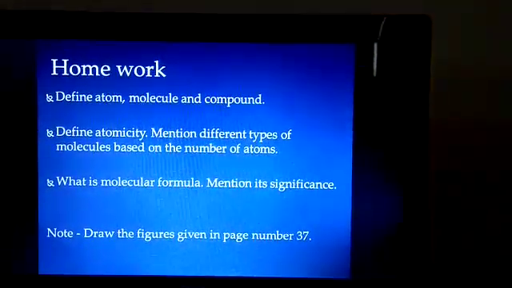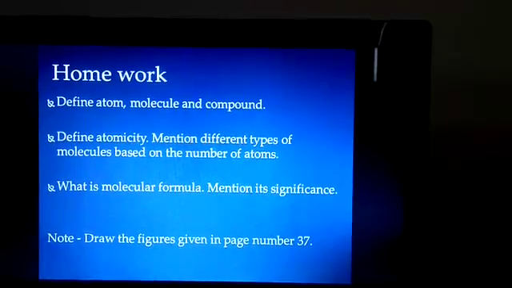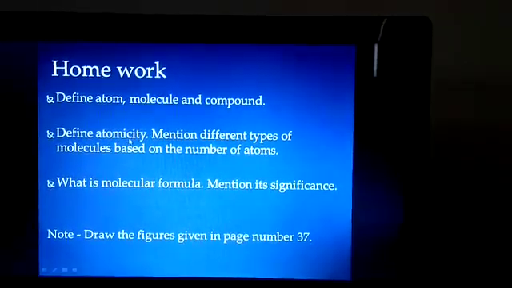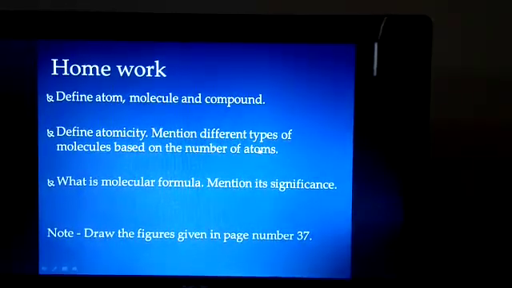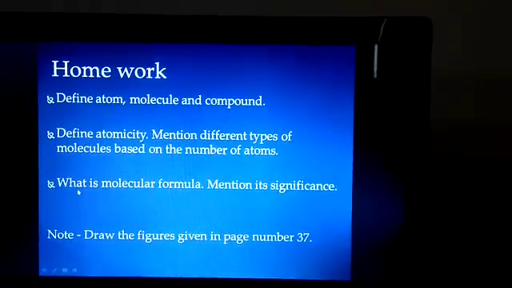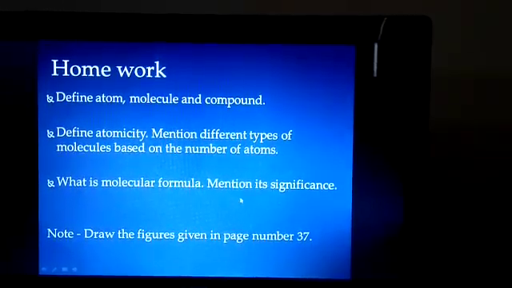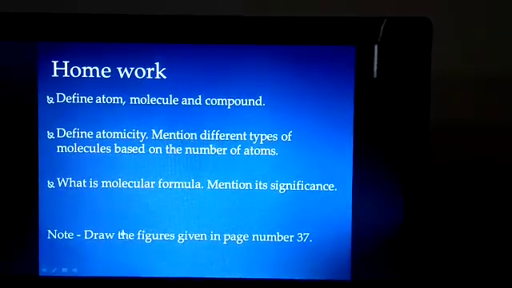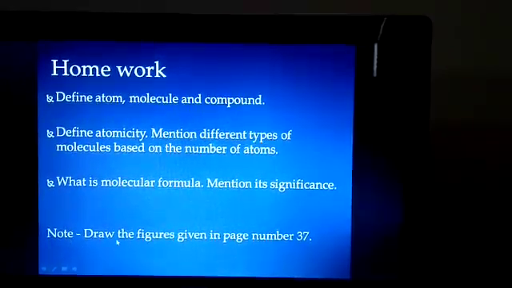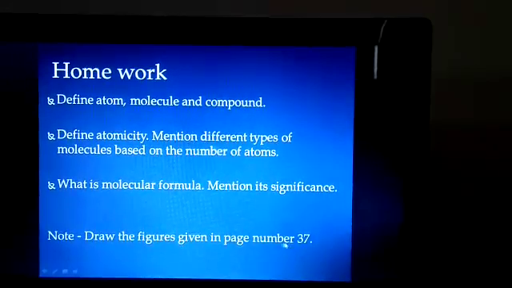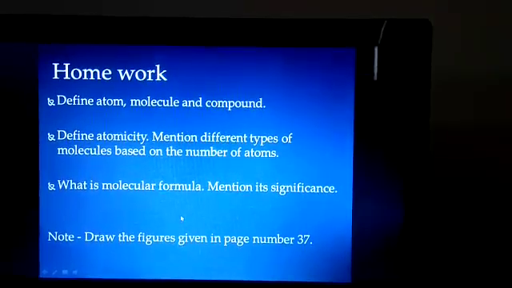Today's homework: Question number 1, define atom, molecule and compound. Question number 2, define atomicity. Mention different types of molecules based on the number of atoms. Question number 3, what is molecular formula? Mention its significance. And the last one, a note: draw the figures given on page number 37. All these questions and these figures you will write and draw in your chemistry notebook.